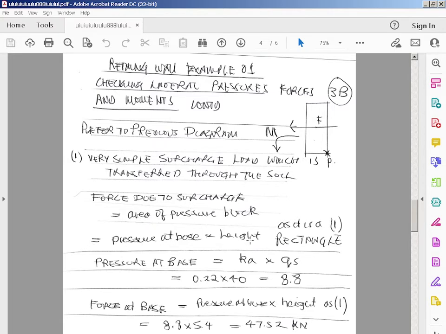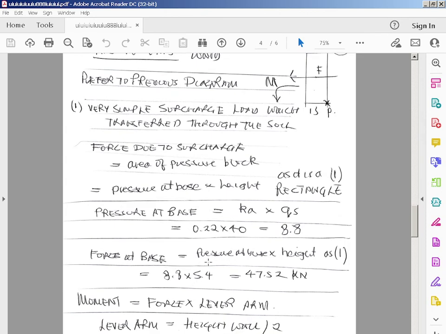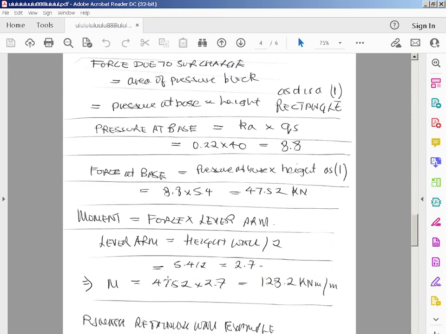The pressure at the base, as it is a rectangle, is Ka times Qs. Ka was already given as 0.22, based on 40 degrees phi, times 40, which is 8.8 kilonewtons per meter squared. The force is not at the base; the force is acting on the back of the wall. That's equal to the pressure at the base times the height. It was 8.8 times 5.4, which is 47.52 kilonewtons, and the moment is 47.52 times 2.7.